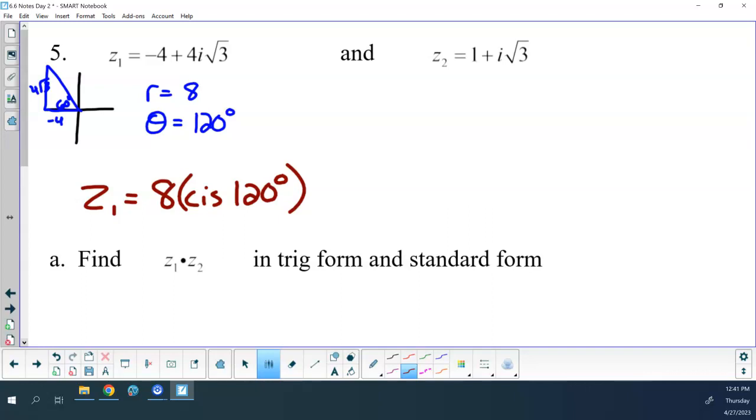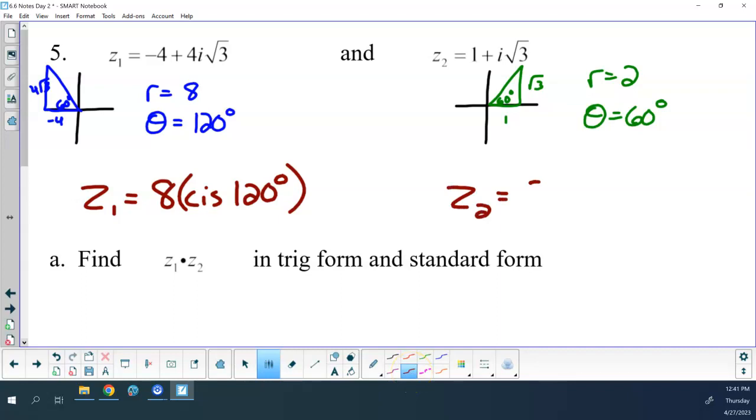Likewise, in z sub 2, it is a 30, 60, 90 triangle. But this time now, we've got 1 here. We've got the square root of 3 there. So this now becomes my 60-degree angle. And my R is 2. So it's going to be 2 CIS of 60. Again, if you did all your calculations, that's fine. Should get the same answer.